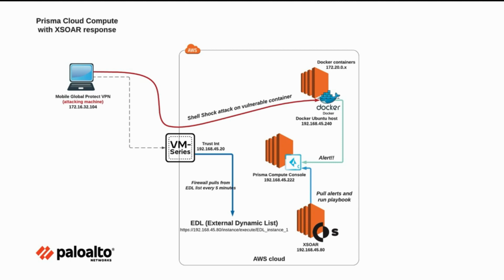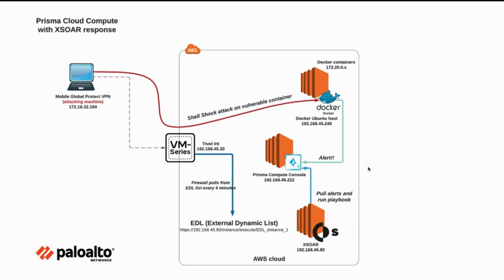Here we have a firewall, a VM series. We have a Docker environment. We have Prisma Compute Console, which is the brains of the operation. And then we have XSOAR, which is one of our SOAR products. If you don't know what a SOAR is, it's security orchestration. I can run a playbook and enhance the data and do literally millions of things.